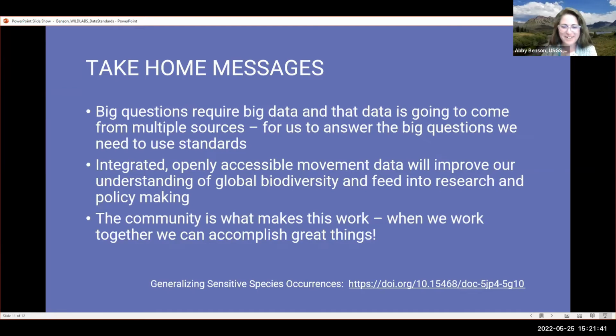And I did put a little note at the bottom here to highlight that there is a guide to sensitive species occurrences, because I saw a question about that from one of the participants. So there is a way to share the data even for sensitive species, and there's a guide on how to do that. So maybe check that out, and I can talk more about it if needed.